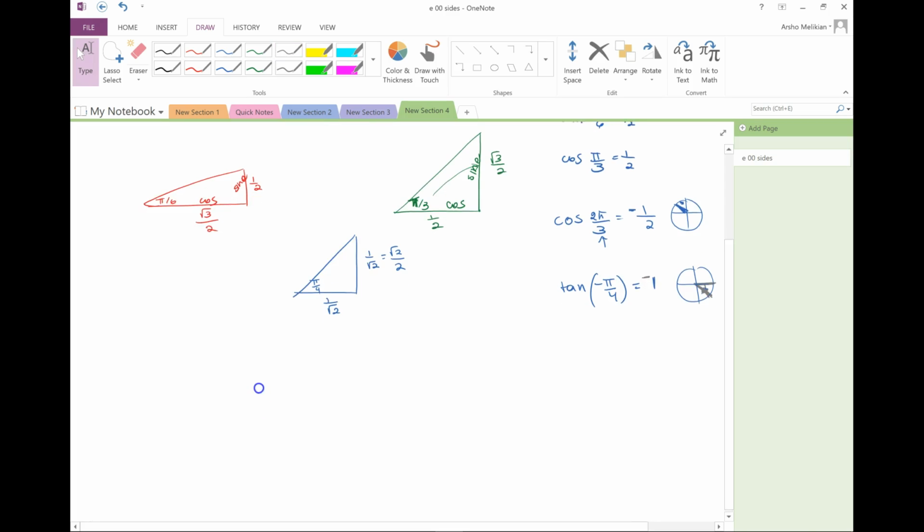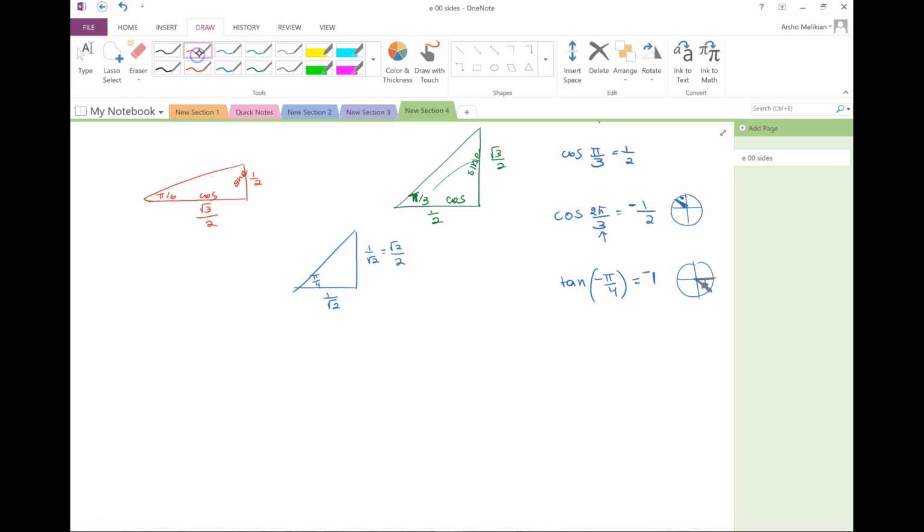All right, so let's do a couple more. Suppose I'm looking for the cosine of pi over 4. Which triangle is that? The 45. And how much is the value of the cosine?